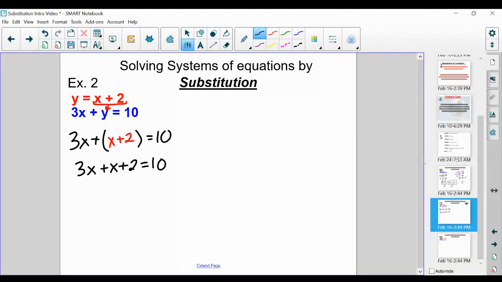All right. We're now going to combine some like terms. 3x plus x is equal to 4x. We have 4x plus 2 is equal to 10. Now we're going to solve for that first variable. We're going to get that x all by itself. In order for us to do that, we have to subtract 2 on both sides. We end up with 4x being equal to 8. Therefore, we have x is going to be equal to 2.